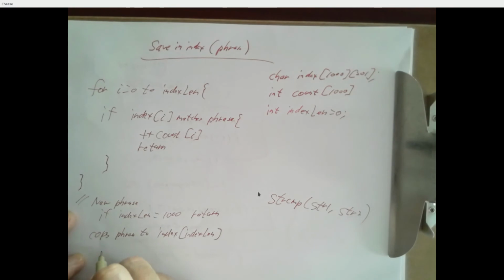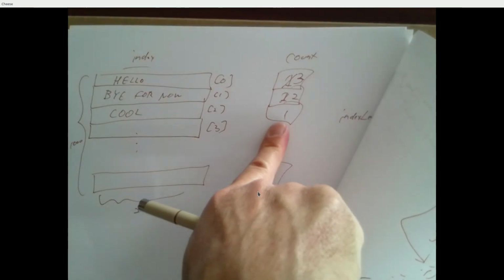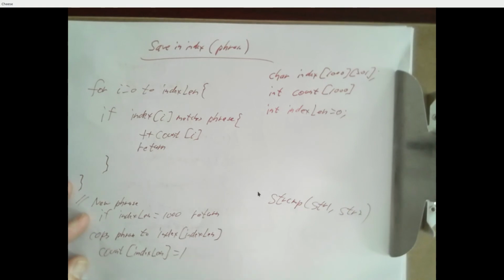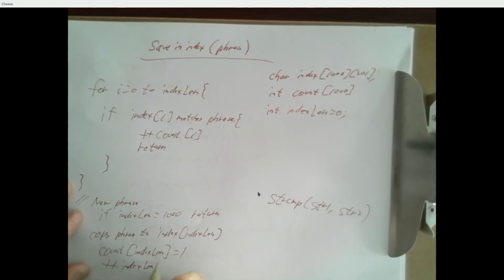And then I'm going to say count index len equals 1. So that sets my count to 1. And then increment index len and return. And there's your whole save phrase and index code.